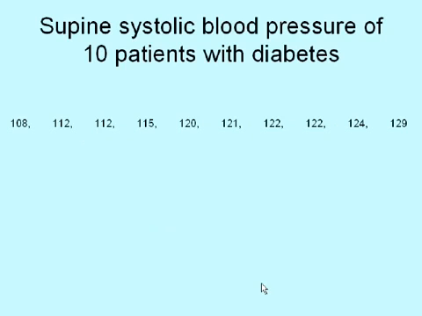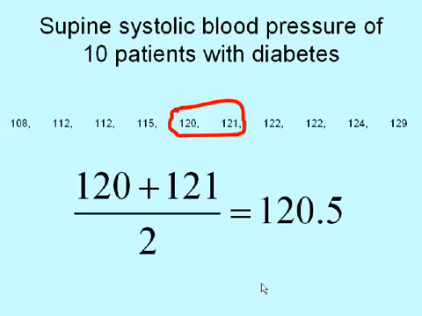Here I've got some figures on 10 patients who've had their blood pressure measured while they were resting, which is what supine means. And as you can see, there's a range of numbers, and I've put them in order of size for you. To find the median, in this set of data, because it's 10 numbers, you have to find the middle two, and then you add them up and divide by 2. So the median is 120.5 millimeters of mercury, which is the units of blood pressure.